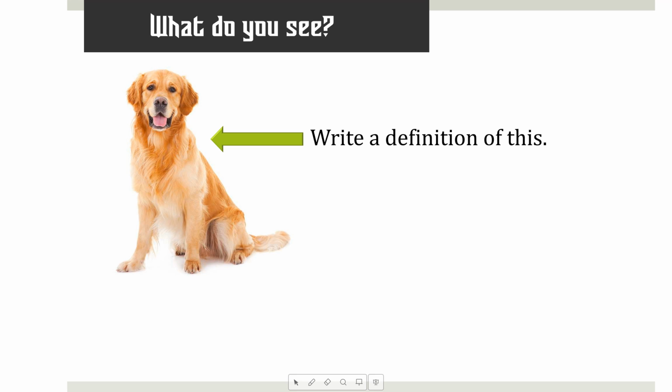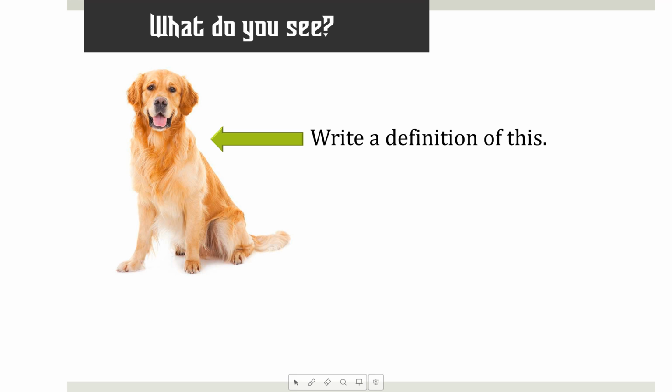So what things are accurate about a dog that aren't accurate for other animals? Somebody said man's best friend. I'm sure you've heard that term before. Dogs are commonly known as man's best friend. There's no other animal that's referred to as man's best friend. Somebody had their hand up. What'd you say?